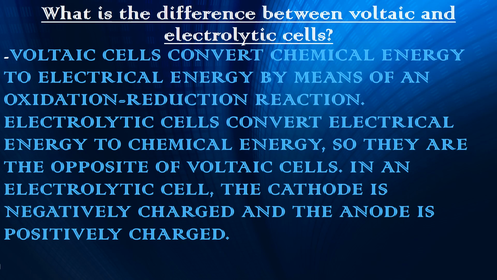The 20th question is, what is the difference between voltaic and electrolytic cells? Voltaic cells convert chemical energy to electrical energy by means of an oxidation-reduction reaction. Electrolytic cells convert electrical energy to chemical energy. So they are the opposite of voltaic cells. In an electrolytic cell, the cathode is negatively charged and the anode is positively charged.